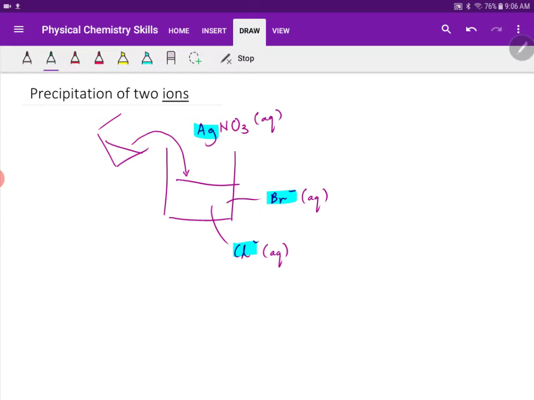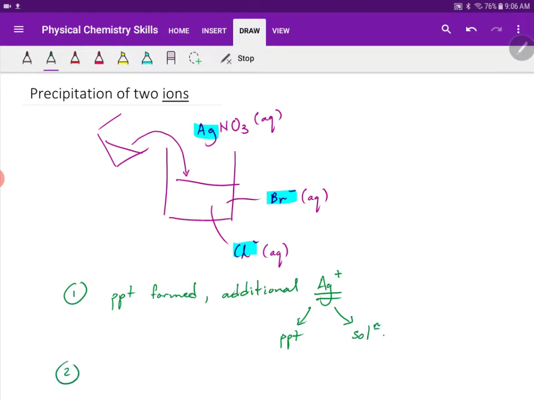The first thing that we want to do is to recall some of the things that we have talked about in precipitation. The first idea is that when a PPT is formed, every additional Ag plus added in from AgNO3, some of them will go into the PPT, some of them will go into the solution. So that's the first thing.